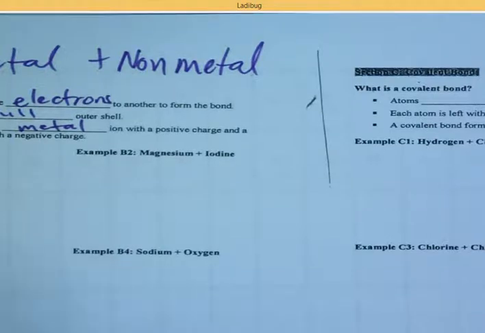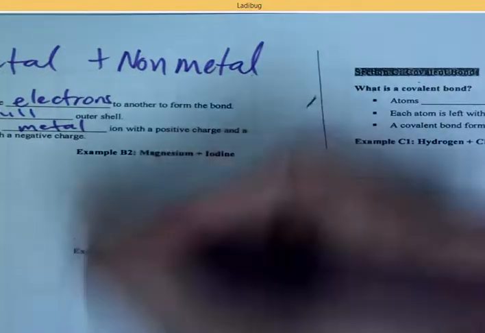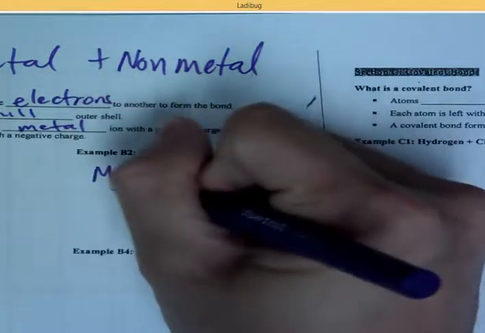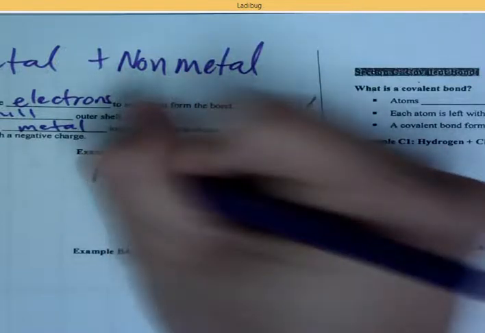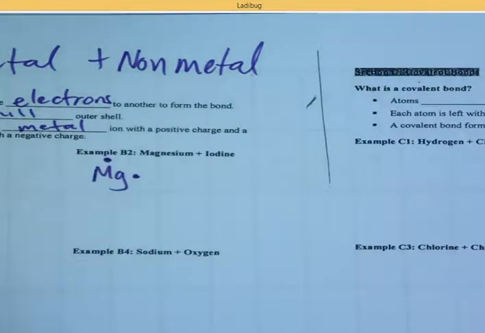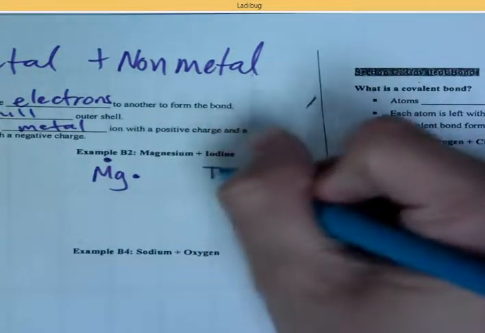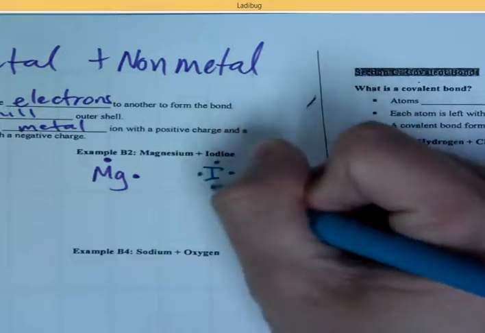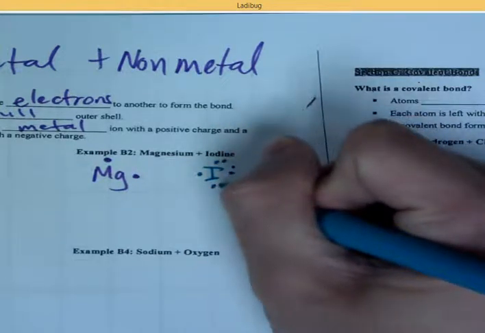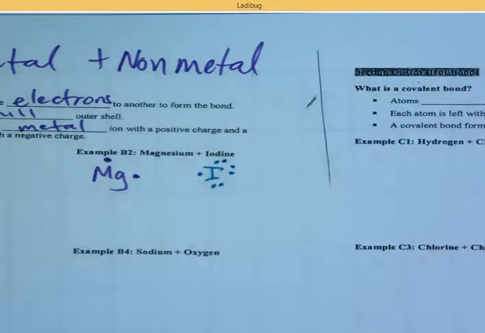Magnesium iodide. Magnesium, Mg, is in group 2, so it's got 2 dots. Iodine, group 17, so it's got 1, 2, 3, 4, 5, 6, 7. So magnesium must lose those 2, and iodine needs 1 more to fill its outer shell.